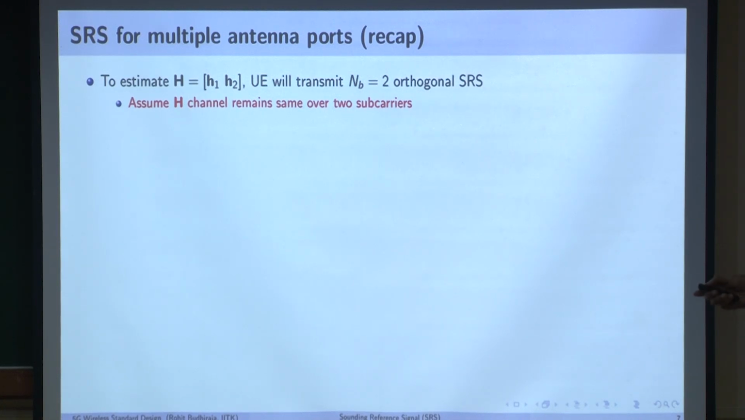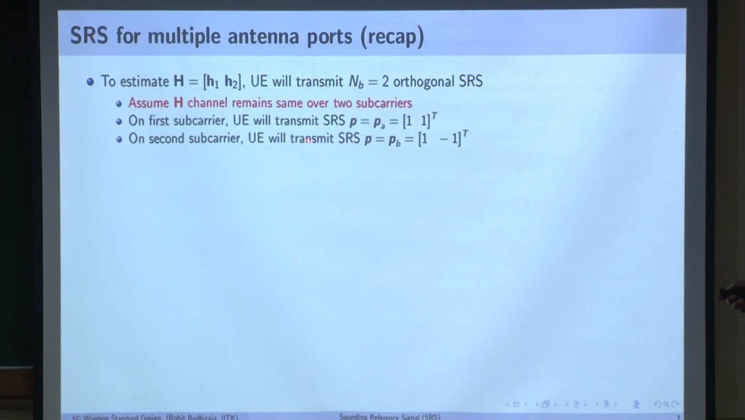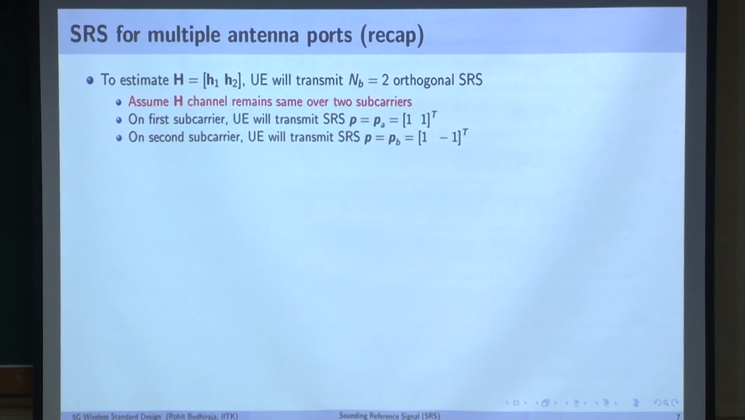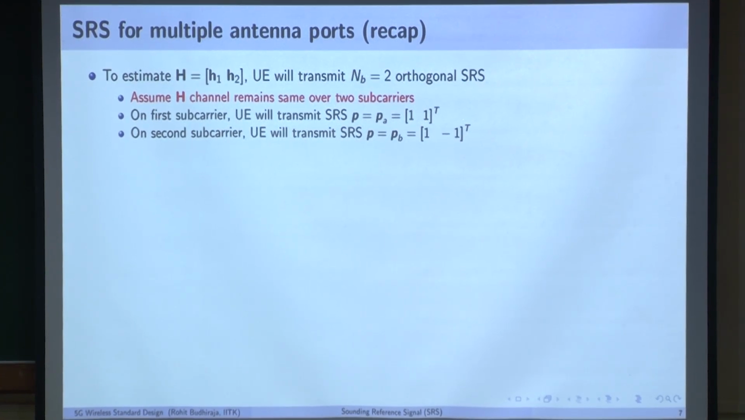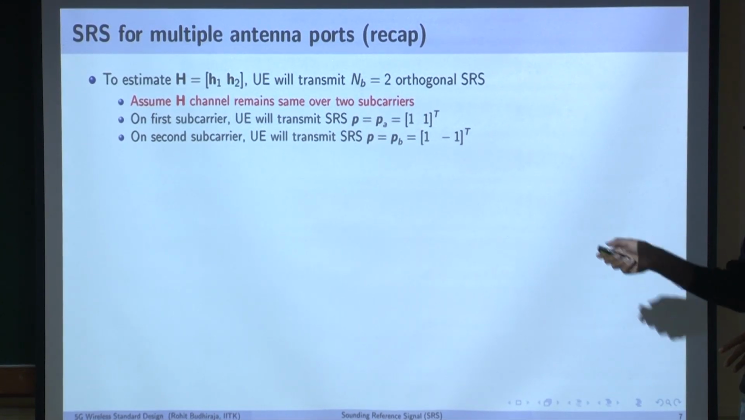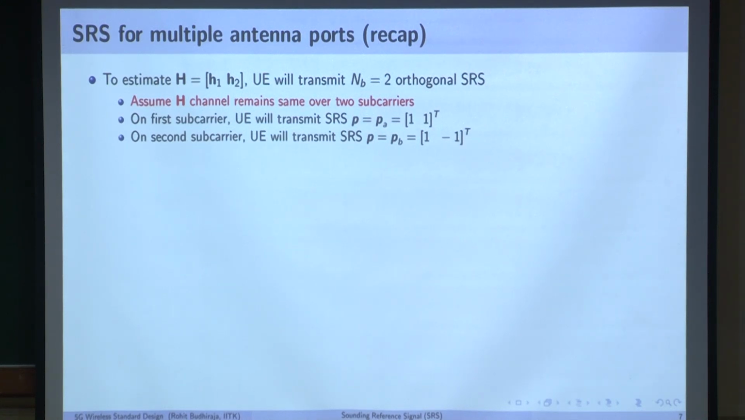We use this property. How did we use that? You remember that on the first subcarrier the UE transmits this SRS 1 1. On the second subcarrier, the UE will transmit this. But what we said there was this SRS is limited to 2 length, only 2 resource elements, and what we assumed over there was that the channel remains constant.